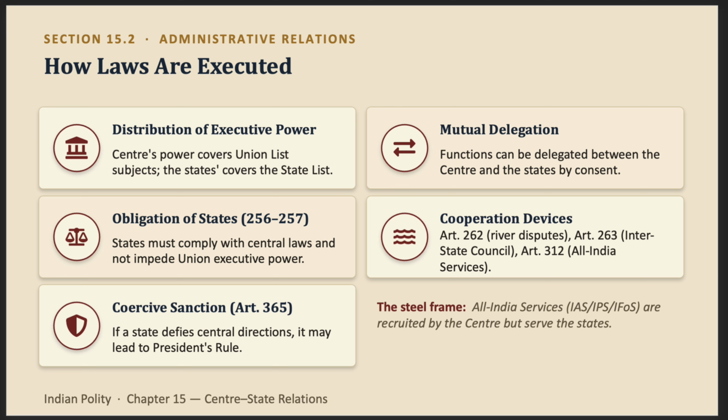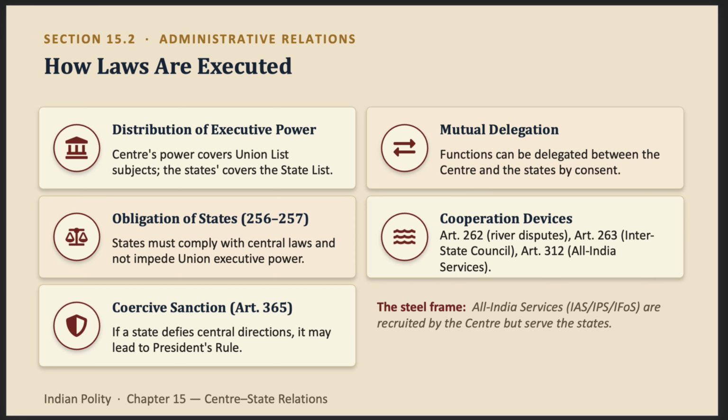It explicitly states that if a state fails to comply with a central directive, the president can hold that the state government can no longer be carried on in accordance with the Constitution. Wait, that specific phrasing, that's the legal trigger for President's Rule, isn't it? Yes, it is. Defying a central administrative directive under Article 365 gives the center the absolute legal justification to invoke Article 356.